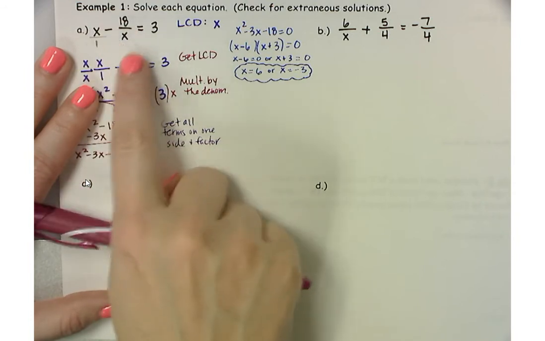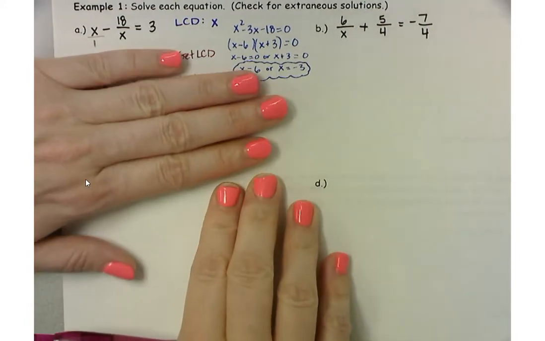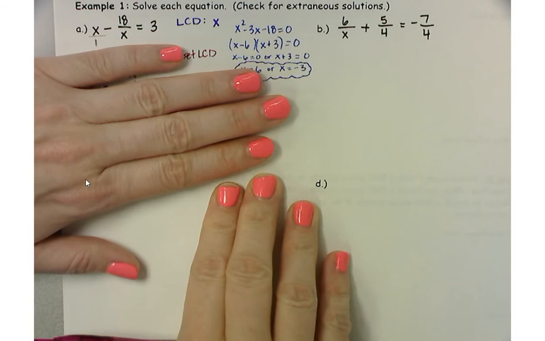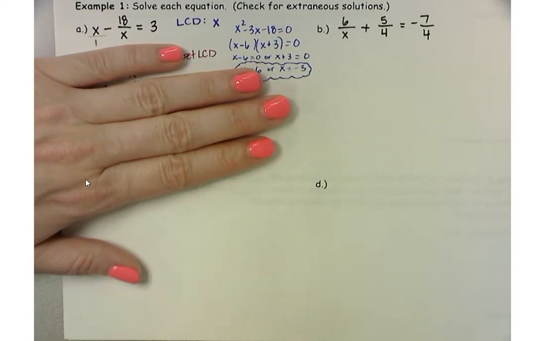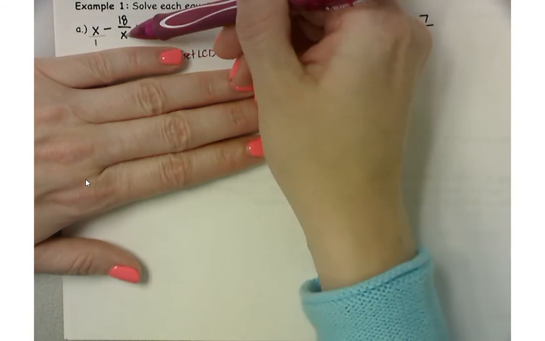Yep, x is the only thing in the denominator here, so if we set that equal to 0, both of these should work when I plug them back in. So the first one I'm going to check is x equals 6. We're going to practice writing out the check.